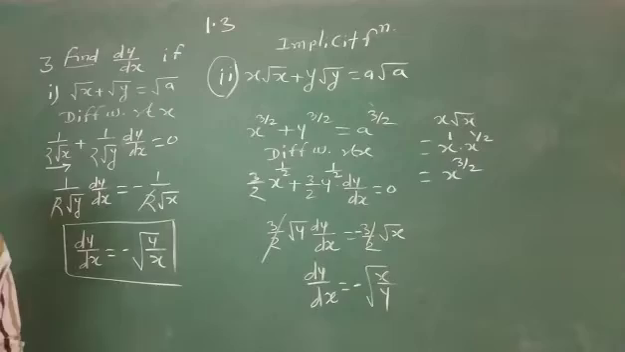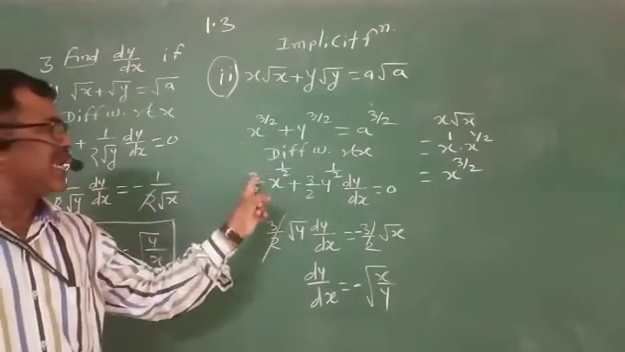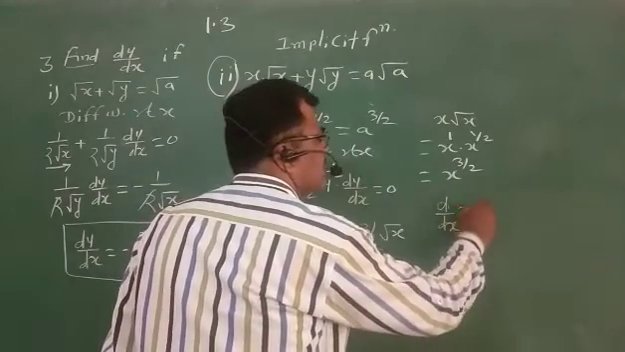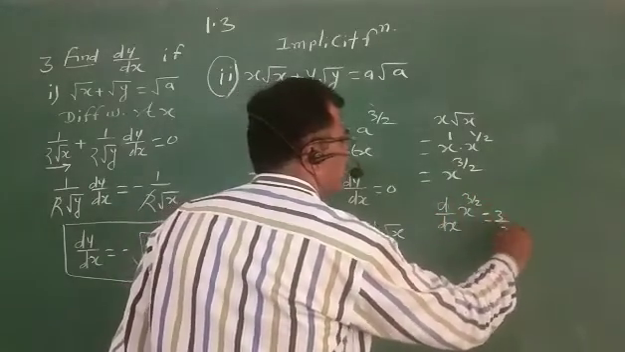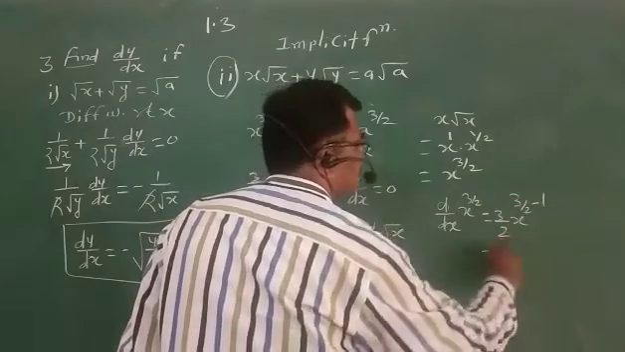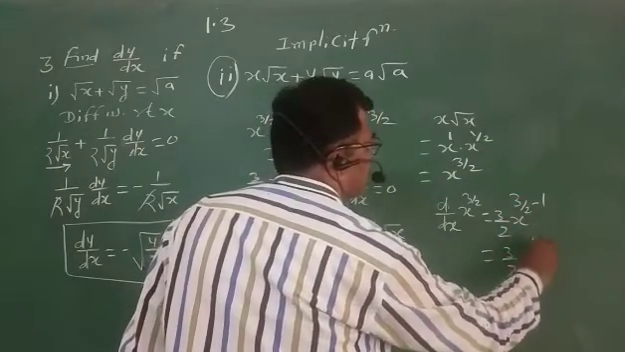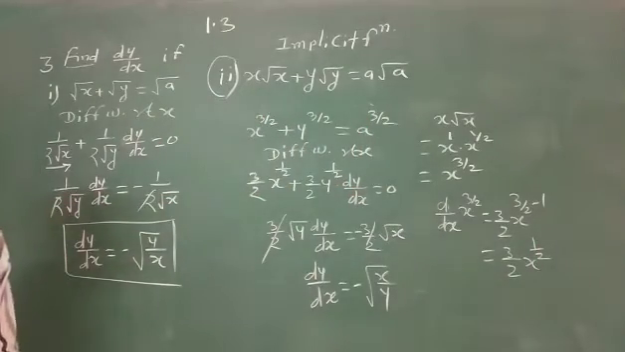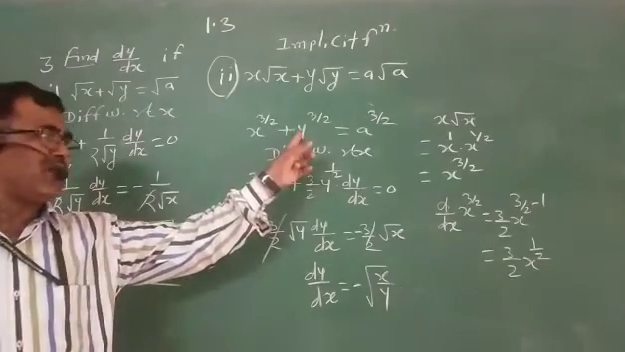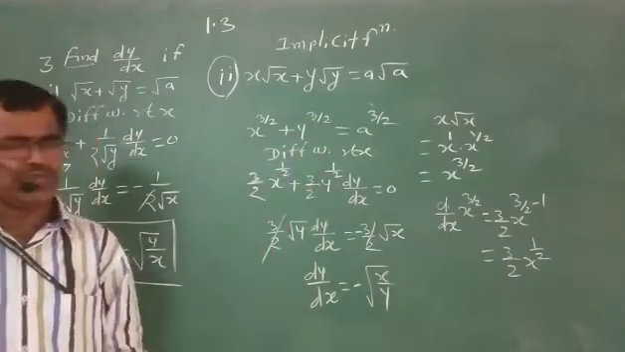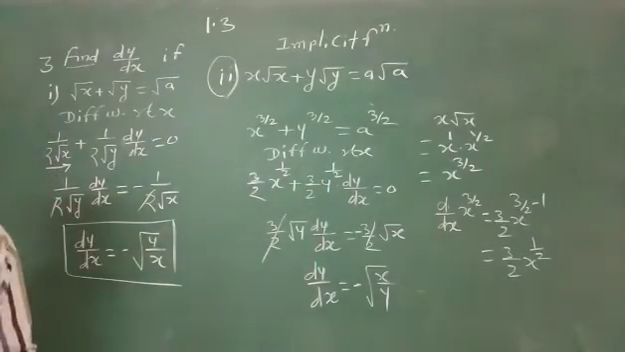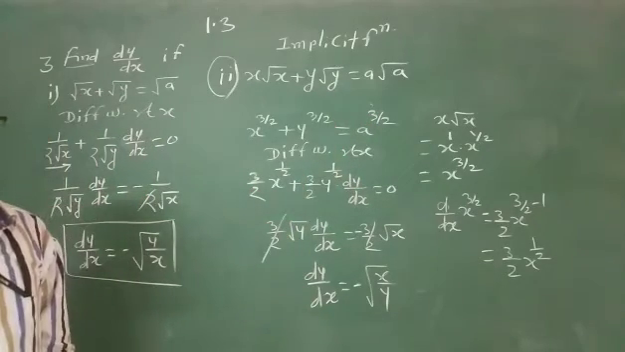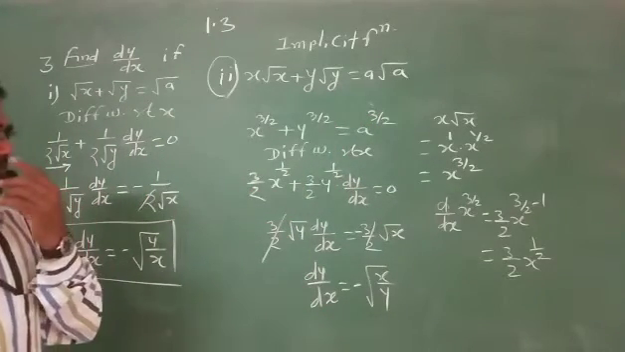Differentiating with respect to x, we use the formula x raised to n gives n into x raised to n minus 1. That is, the derivative of x raised to 3 by 2 equals 3 by 2 x raised to 3 by 2 minus 1, 3 by 2 x raised to half, that is 3 by 2 root x. Plus, the derivative of y raised to 3 by 2 is 3 by 2 y raised to half dy by dx. The derivative of a raised to 3 by 2 is 0, a constant, since a power constant to the constant gives a constant.